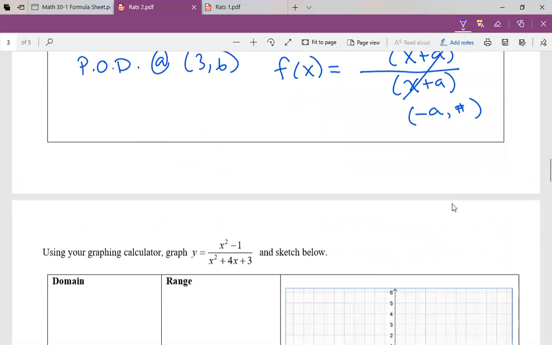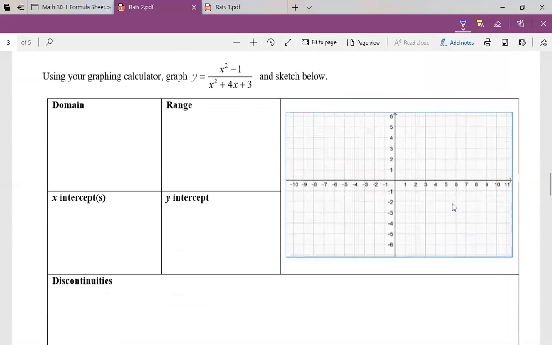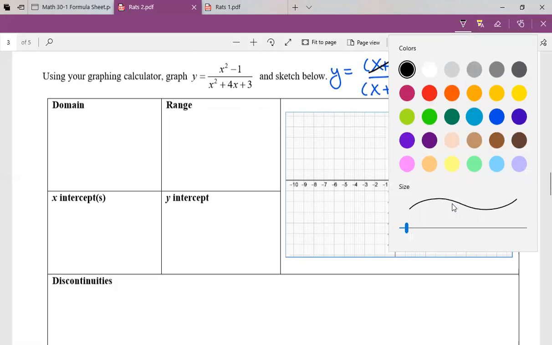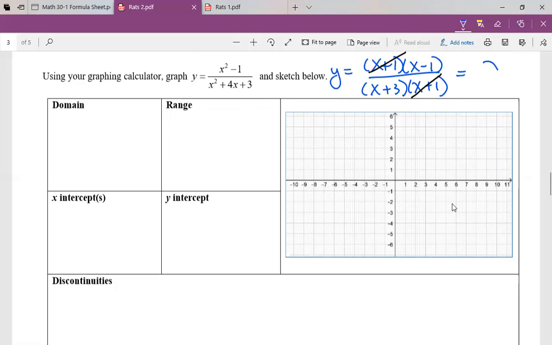Okay, let's try another one. Let's put it all together here. So I know I said use your graphing calculator, but on this one, let's not. Let's see if we can figure this out without it to start. So the first thing I'm always going to do on a rational function is factor. So this is a difference of squares, trinomial. Okay, I see 2 of my factors are going to divide out. And what are we left with? Well, we're left with x minus 1 over x plus 3.